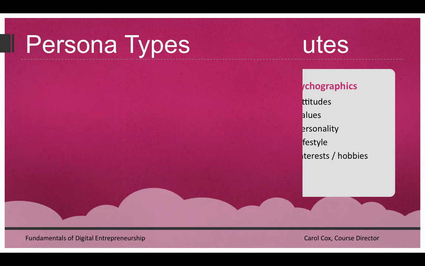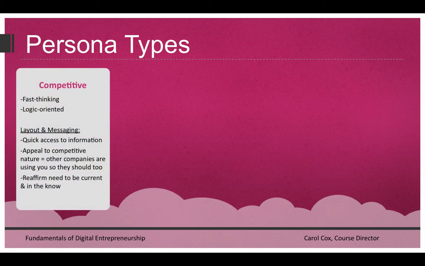So along with that, you want to think about what type of persona types your customers have. So there's 4 different types. The first type is competitive. So these people tend to be very fast thinking and logic oriented. So when you're messaging to them, say on your website, your landing pages, your email marketing, your social media marketing, these people want quick access to information.